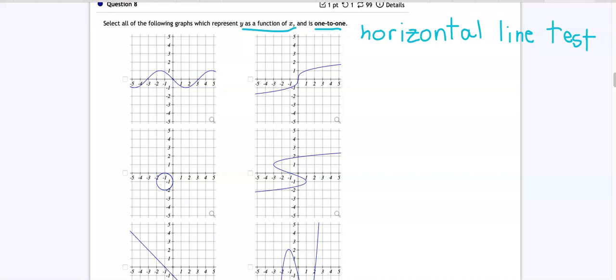So if we draw a horizontal line through a graph, if there's, hold on, let me try using an actual line. Okay, if you draw a horizontal line through a graph, we can do this for all of these graphs.